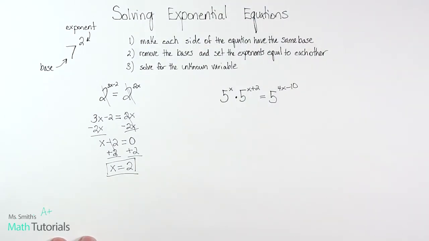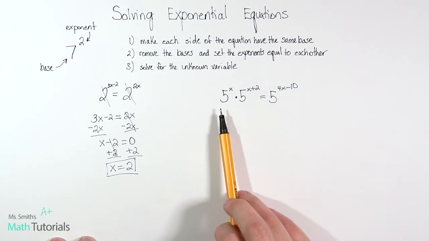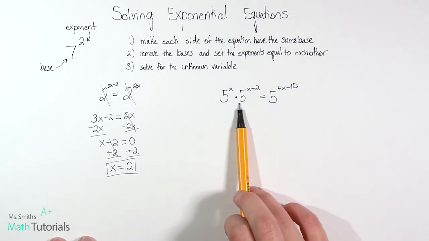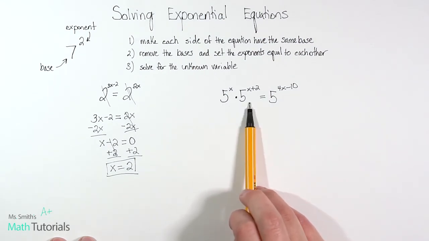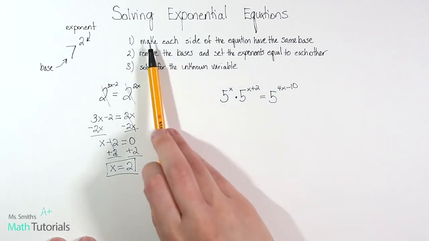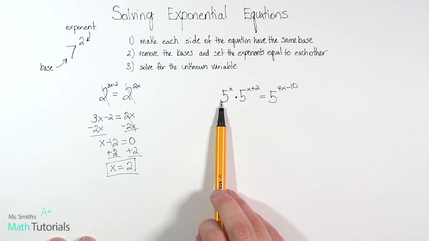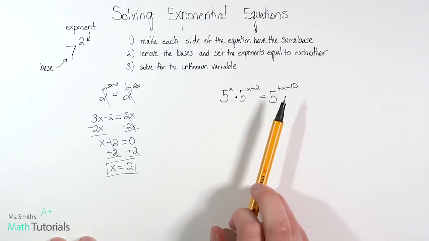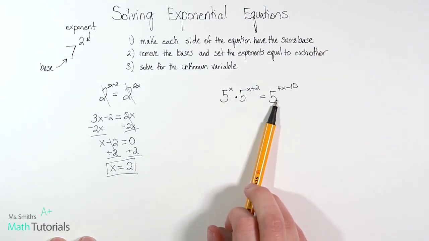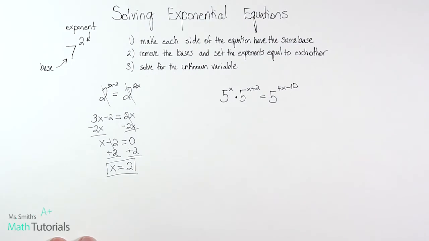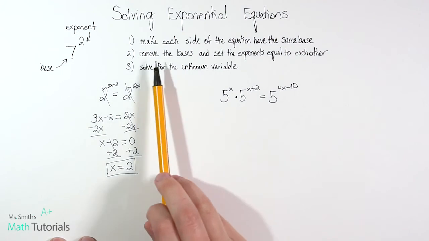Let's look at another example. This one looks a little different because we've got some multiplication on this side. But if you notice, when I check to see does my equation have the same bases for that step 1, this one has a base of 5, and a base of 5. So I'm actually good to go. I don't need to make them have the same base. They already have them. So I can move on to step 2.